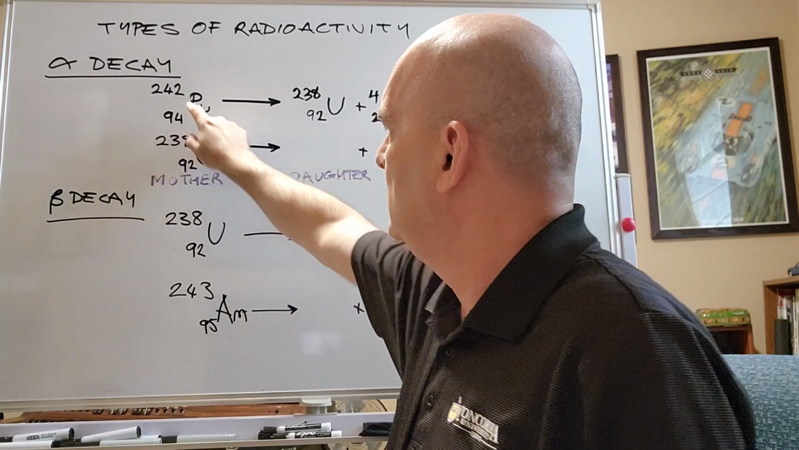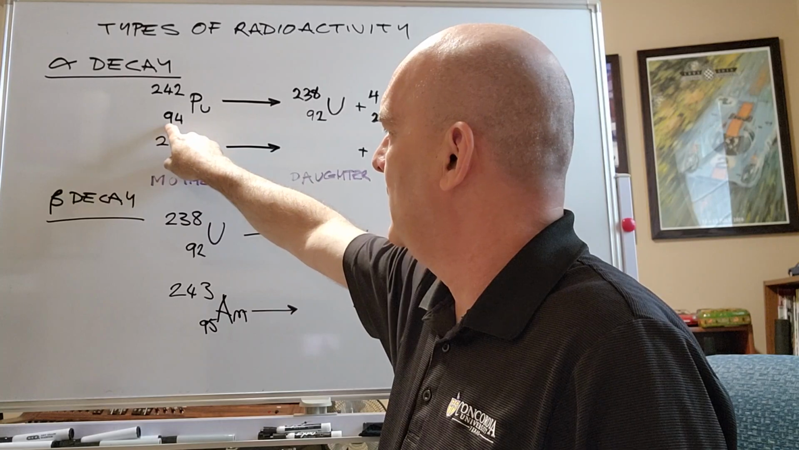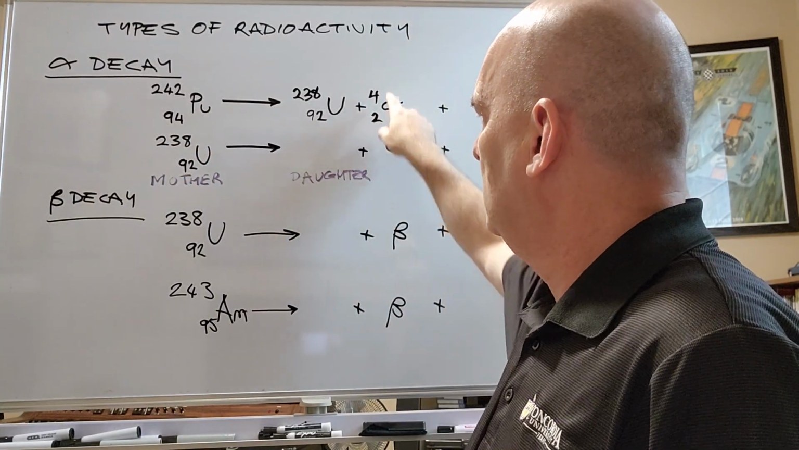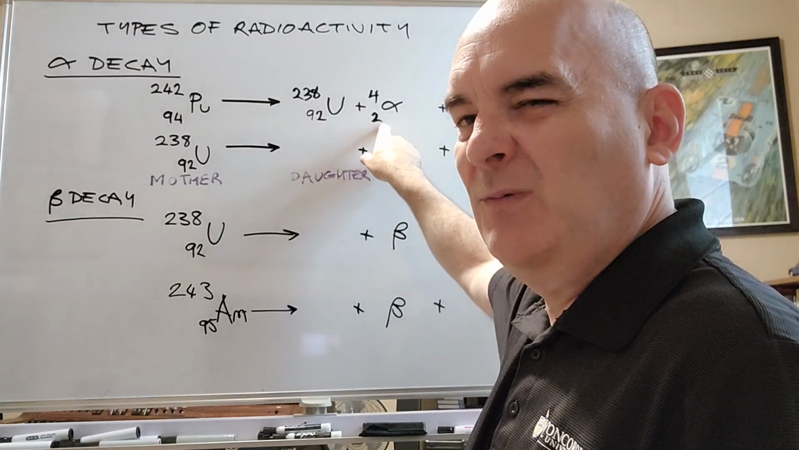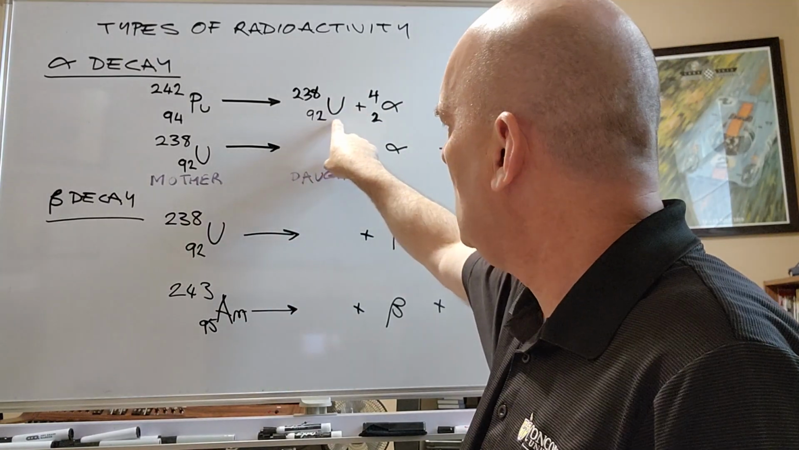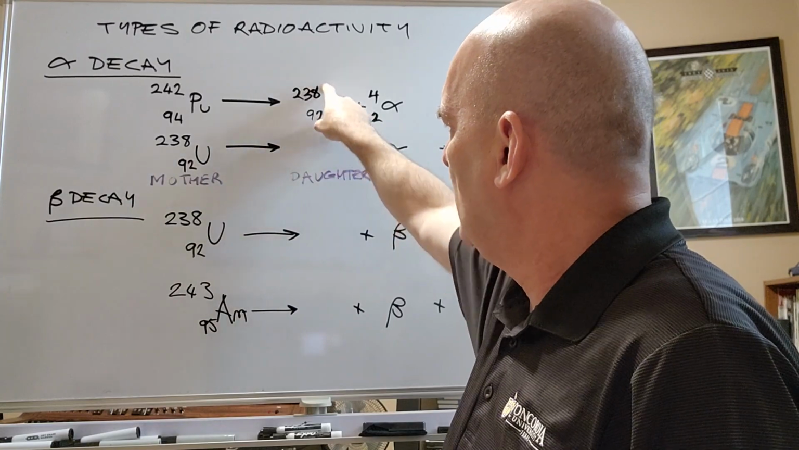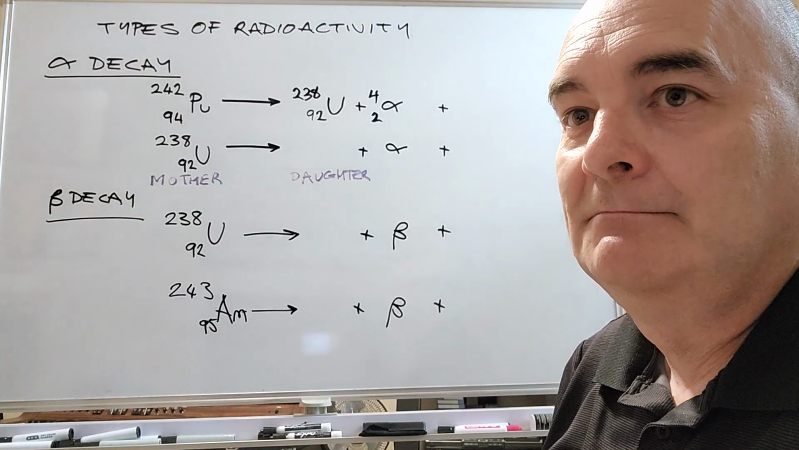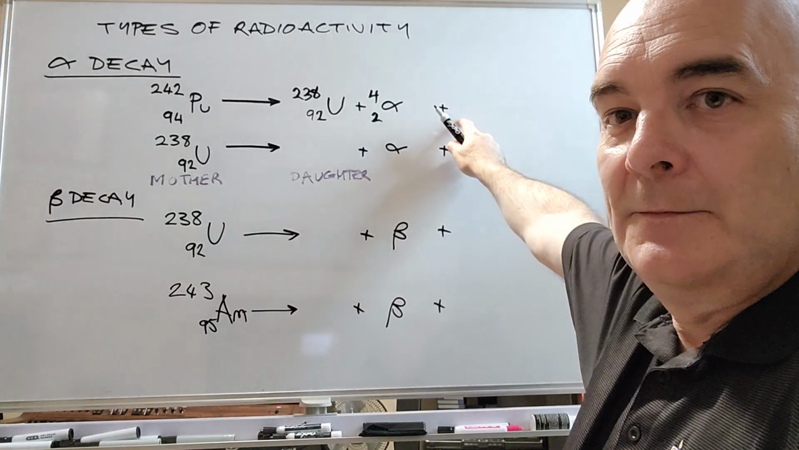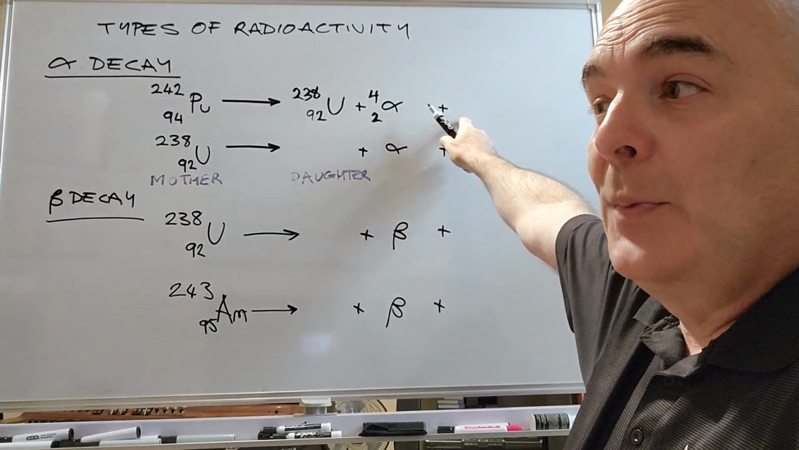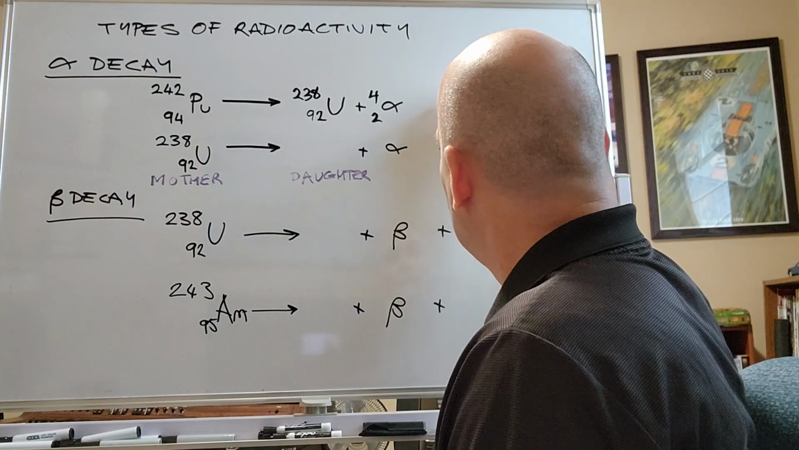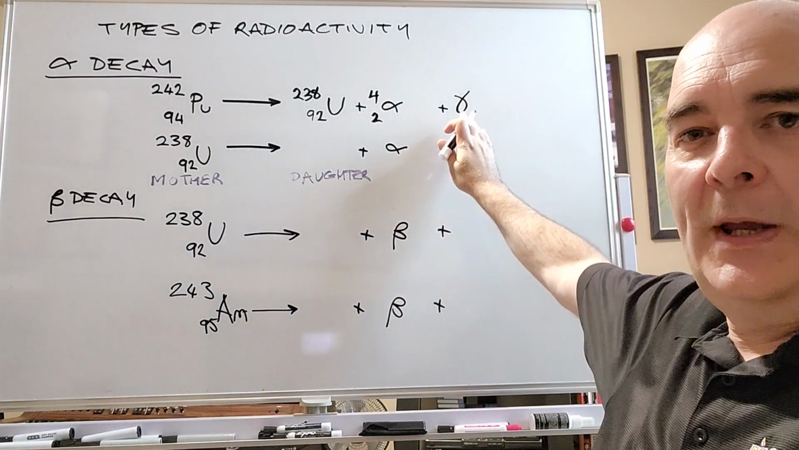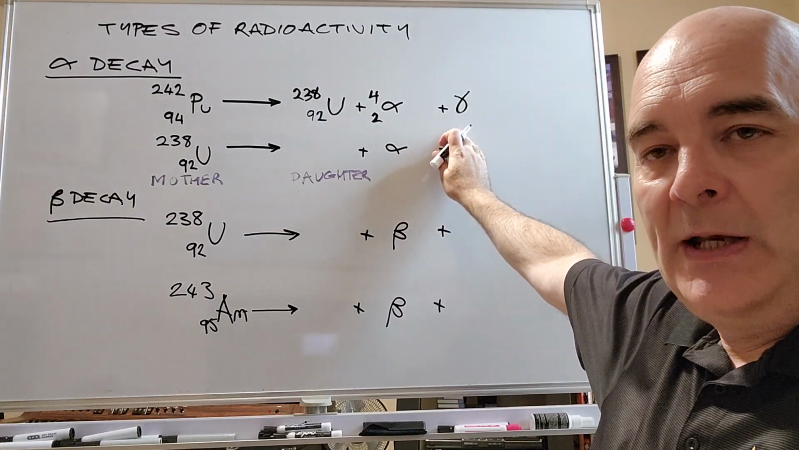That plutonium-242, which has an atomic number of 94, loses an alpha particle that has a mass of 4 and atomic number of 2, kind of looks like a helium, and leaves a daughter of uranium-238-92. But there's something missing. Something that even our book doesn't mention. That every time an alpha particle is given away, it also emits gamma radiation.